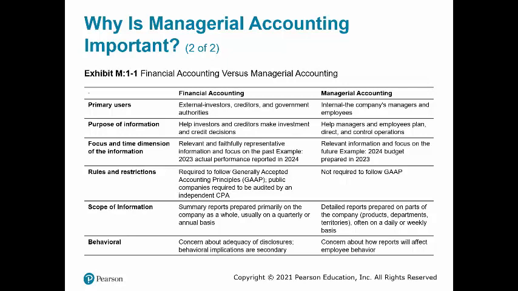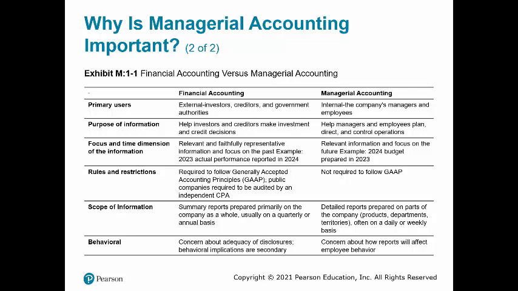Managerial accounting doesn't have to follow these rules, the GAAP, because it's not going to be provided to outsiders. It's only going to be used by the internal users. The scope of the information for the financial accounting is usually going to be a summary of either a month, a quarter, or annually. So it's going to be over a period of time. Whereas managerial accounting may be provided daily or weekly. So it's going to be much more timely, and it's going to have a lot more detail in it than the financial information.